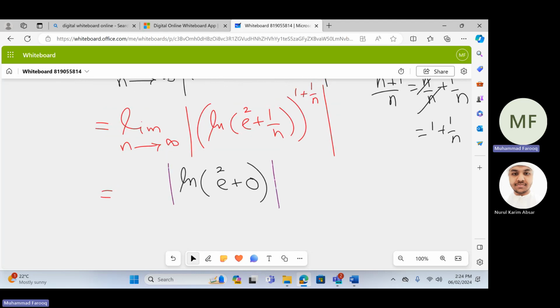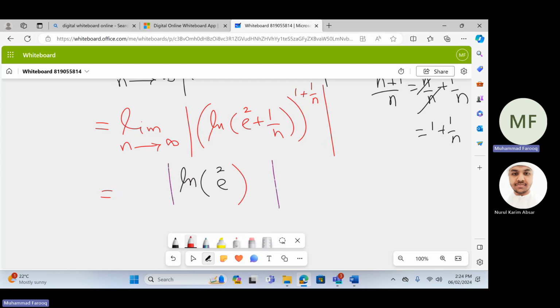So from here to here, you're going to see 1 over n is basically 0, because n is infinity. So a constant divided by infinity is 0. Understand? Okay. E squared plus 0, how much? E squared. Okay.